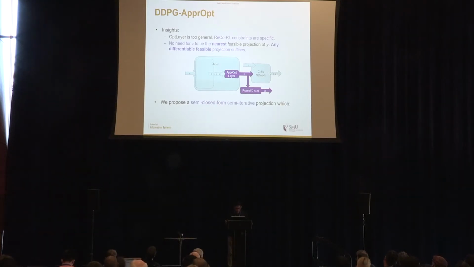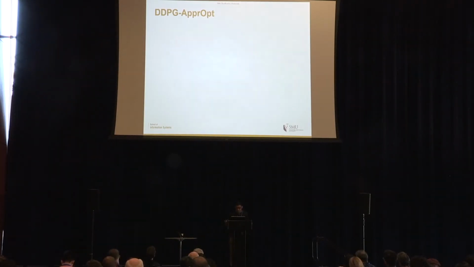We propose a semi-closed form, semi-iterative projection method, which guarantees that the mapping will be feasible. It turns out that the way we do it, it gives an approximately nearest feasible solution. That's why we call it approximately OptLayer. And this method is very straightforward to differentiate through. So here's how it works. If X is the raw output of the neural network, then first we calculate an intermediate Y vector using this expression. It enforces the Y vector to respect just the bound constraints and nothing else.